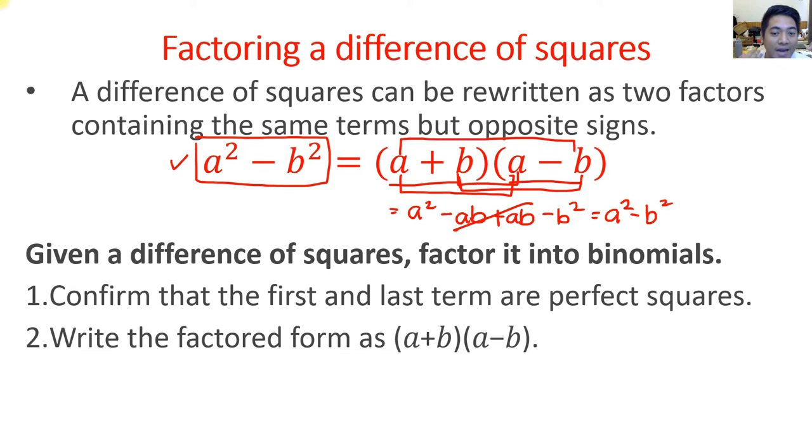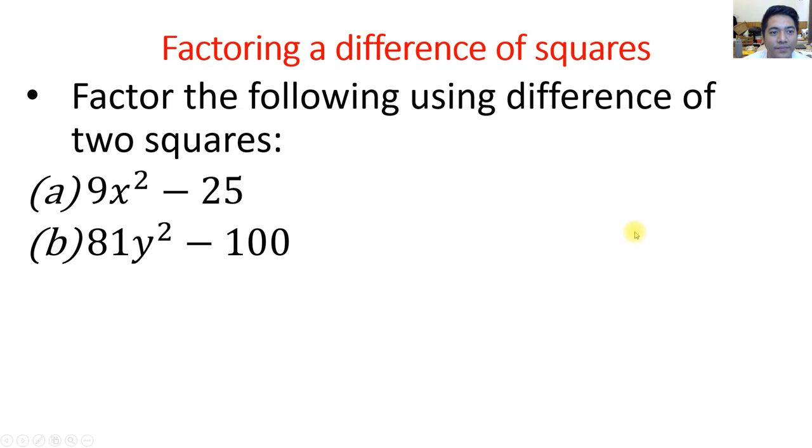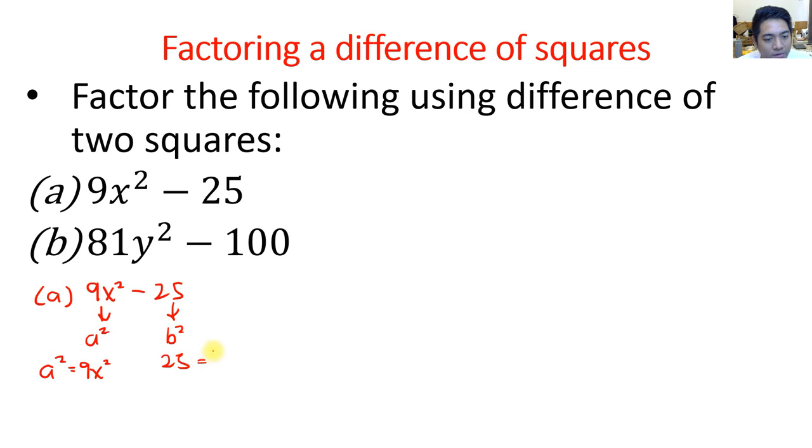So before we can conclude that it is a difference of squares, we confirm the terms, then write the factored form as a plus b and a minus b. So let us try. Factor the following using the difference of two squares. Letter A, 9x squared minus 25. Let's say 9x squared is a squared, and we have b squared, excluding the sign, which is 25.